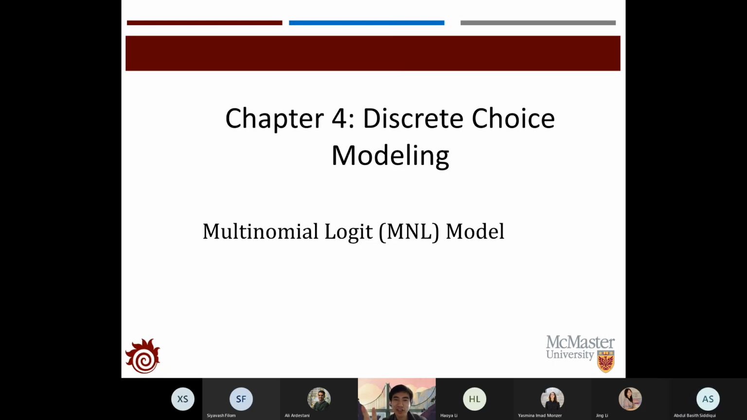For this week, we will just work on the simplest one, which we call the multinomial logit model for one single layer. Okay, thank you.